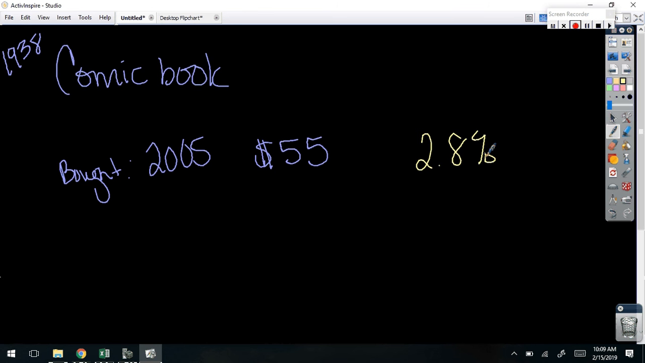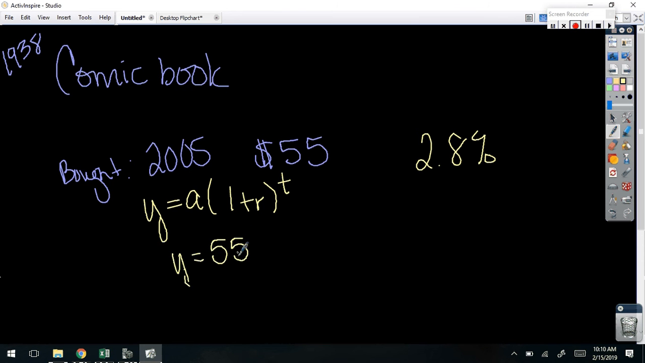All right, so the growth model, I've already given it to you. It's A times (1 plus R) to the T. What is A? 55. That's what it sold for. That's the initial price. So 55.